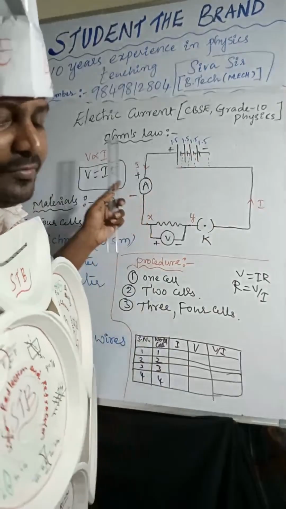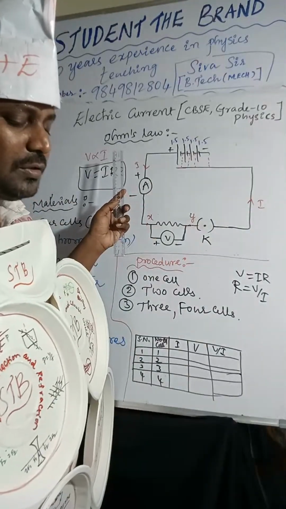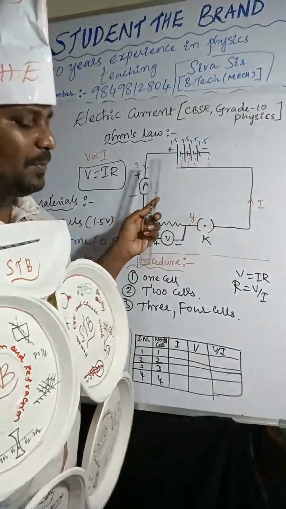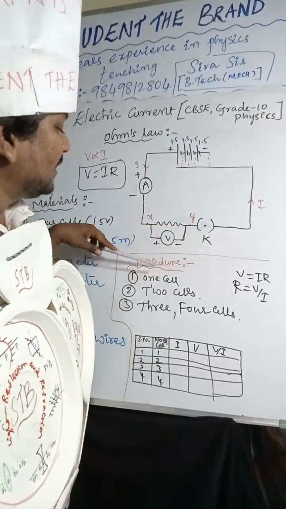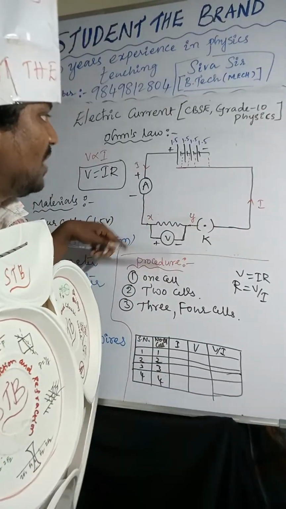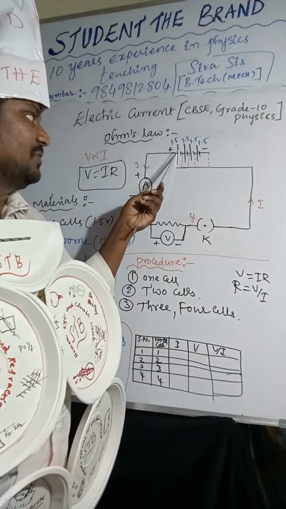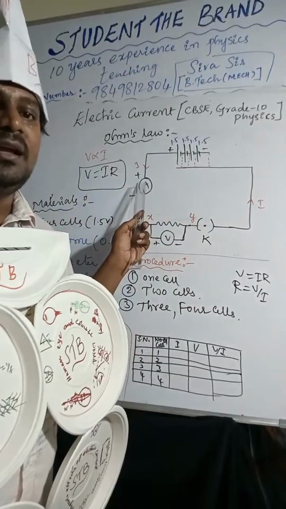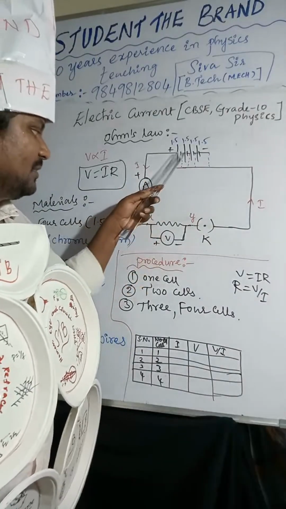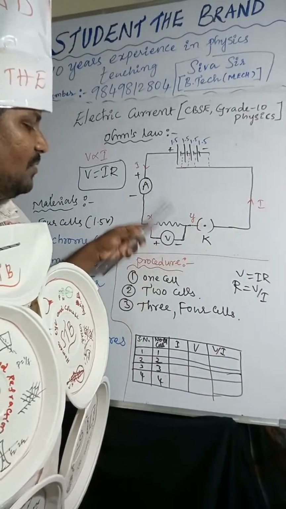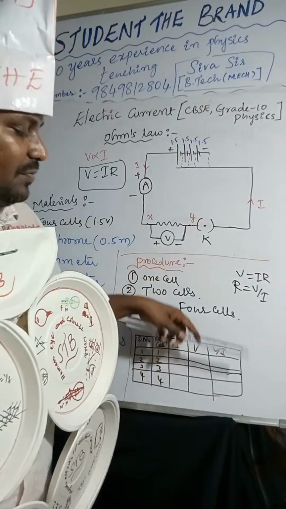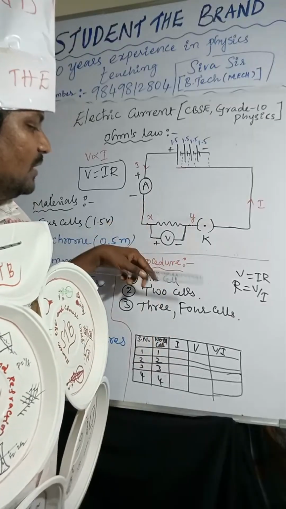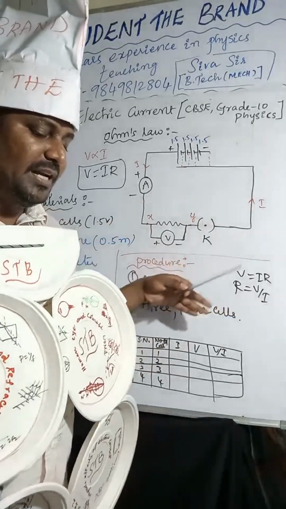What is the process to do the activity? First, connect one cell and note down the reading of the ammeter and voltmeter. Next, connect 2 cells and note down the readings, and mention them in the tabular form given below. Repeat the same process for 3 and 4 cells also.